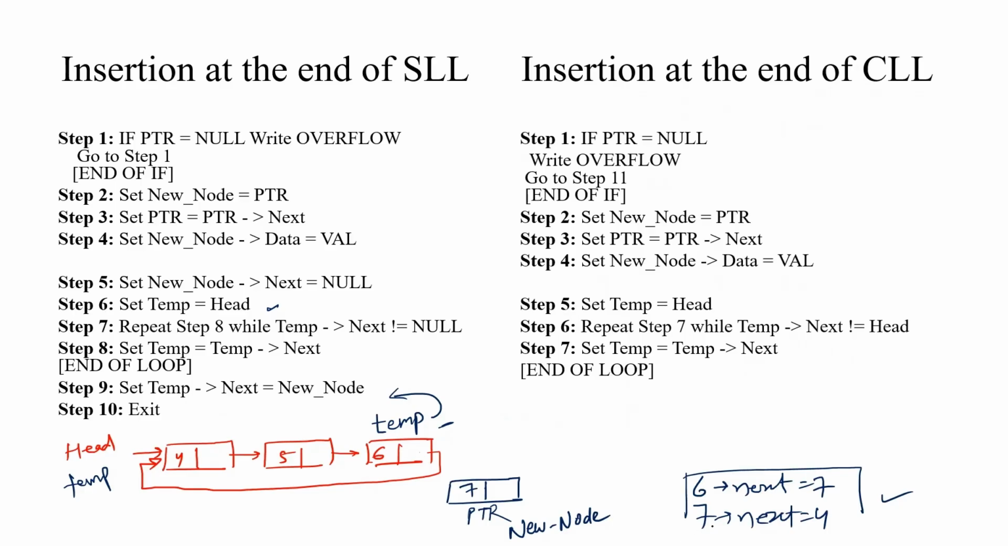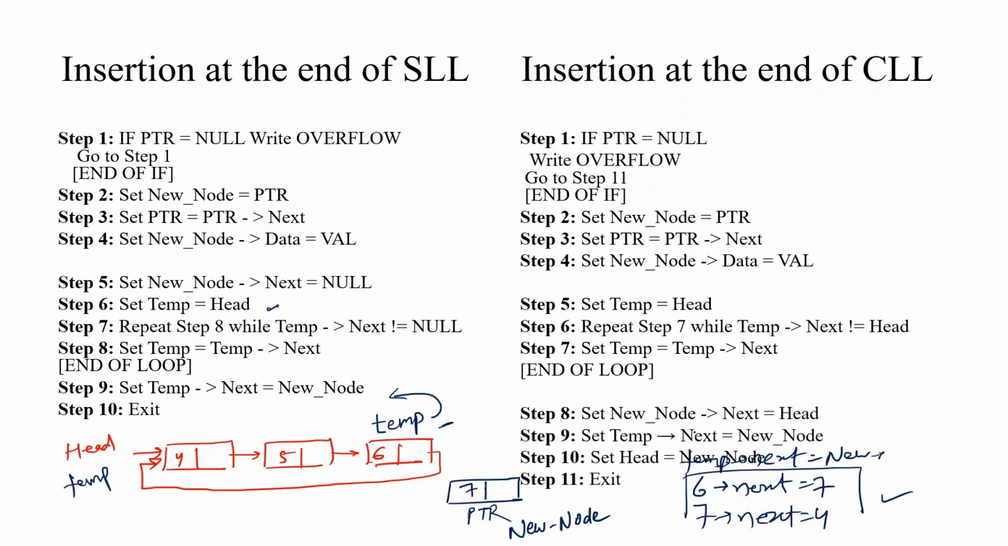How are we going to do this task? The name of the 6 is temp. You know that we have to write temp to next is equal to 7. 7 is what? New node. So here it will come temp to next is equal to new node. You can see step number 9. So this node will be connected with this step number 9.